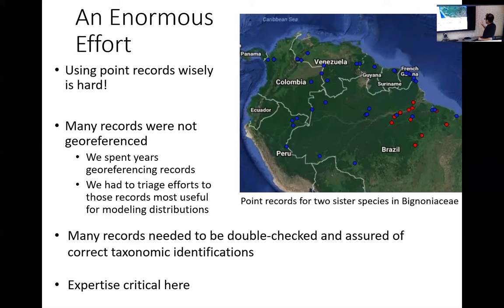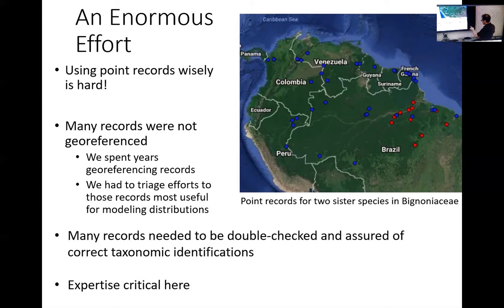And we also thought hard about triaging these efforts, so that we were only georeferencing records that were in unique counties that weren't already available, so we could get a better view of the distribution broadly instead of doing everything, wasting more effort. It's not wasted, but at least being strategic about our choices.